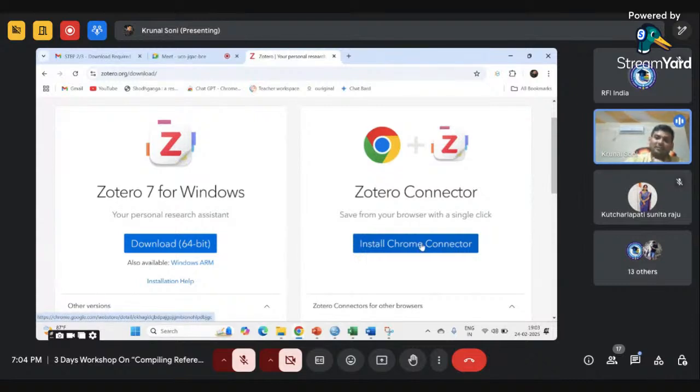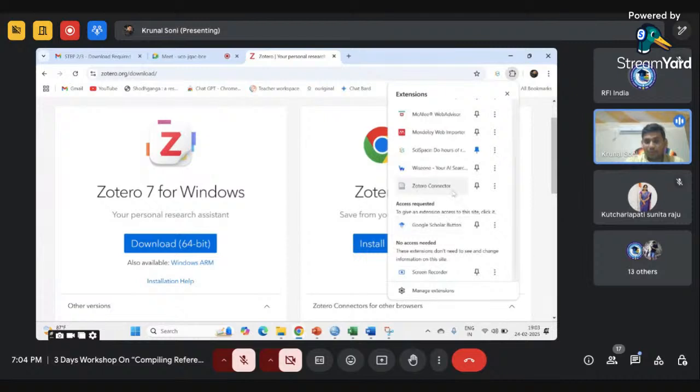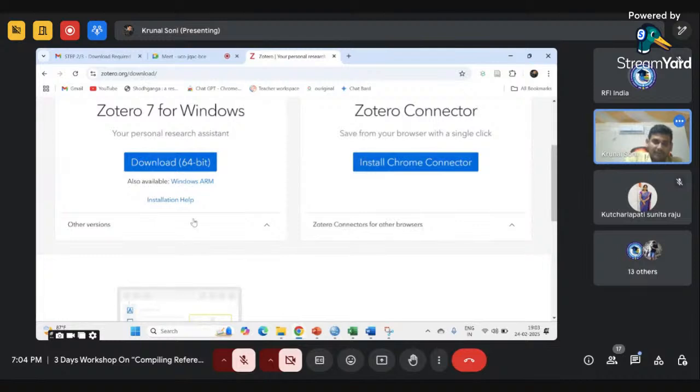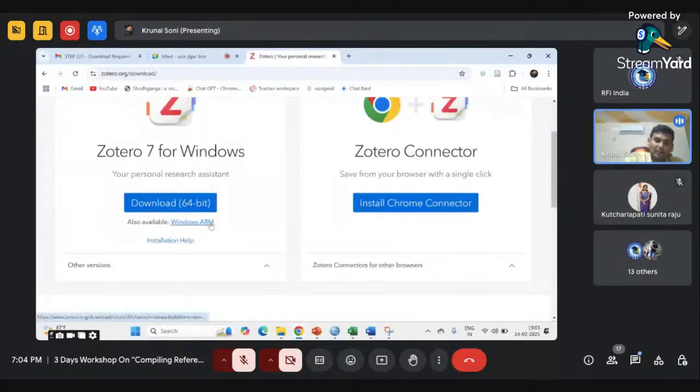Zotero Connector is a Google Chrome extension that you can always have over here. You can see this, I have Zotero Connector. Whenever I want to cite any references, I just click on Zotero Connector, and it will automatically be fetched into my Word file. If you download this, it will start installing. You just have to see your system. If you have Windows, you can have the Windows setup. If you have a MacBook, then you have the Mac setup, and accordingly you can have it.